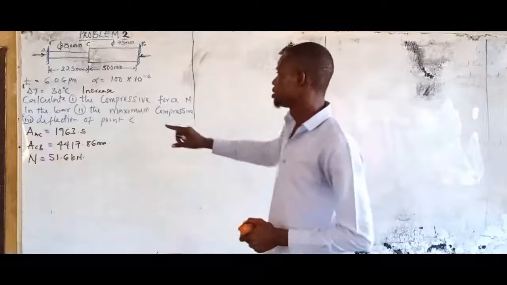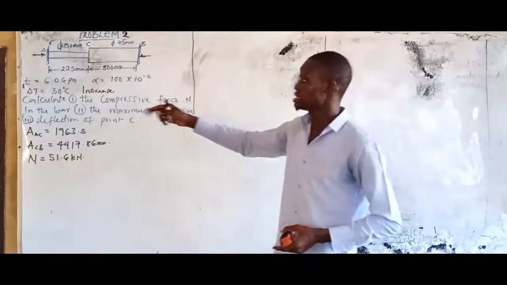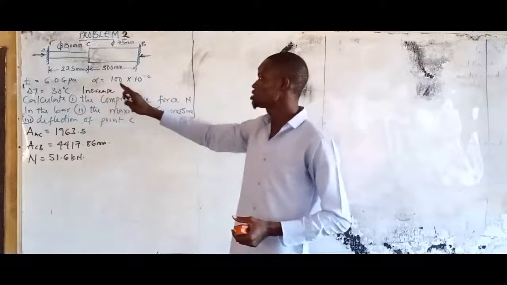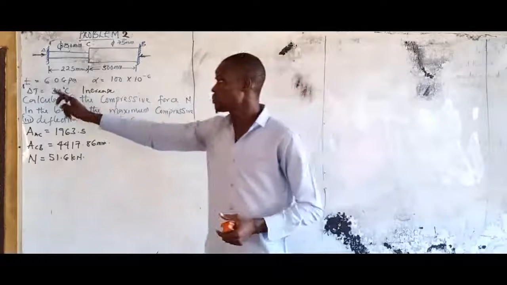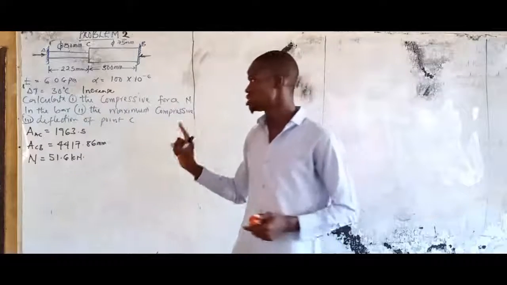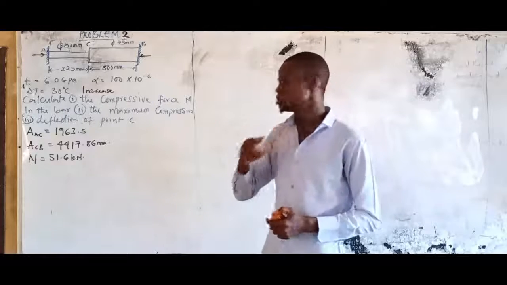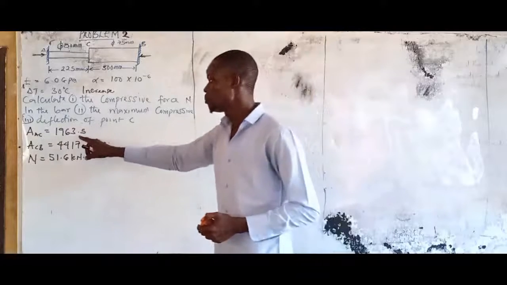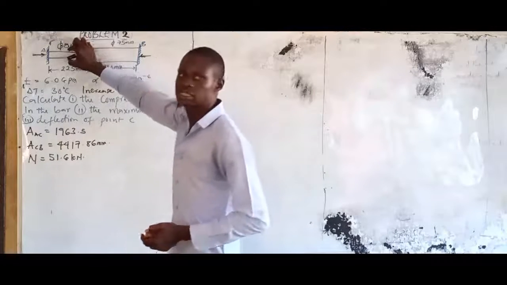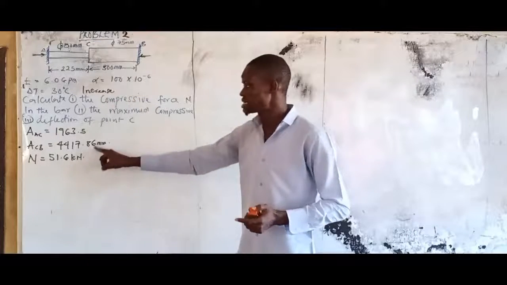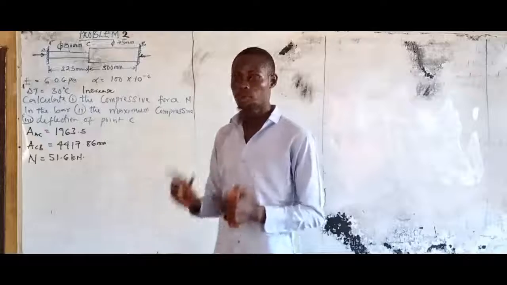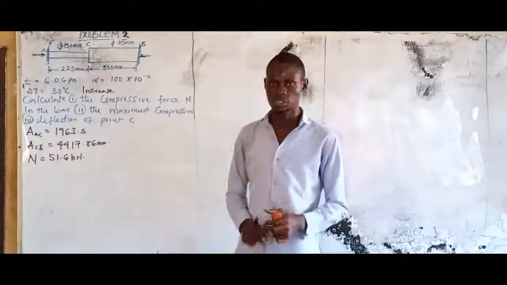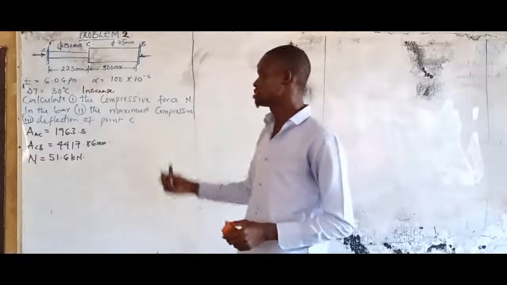Now, let's get started. From here, we are given that E is equal to 6.0 gigapascal and alpha is 100 times 10 to the power of minus 6. Our change in temperature is 30 degrees, which is increasing, don't forget. In my previous video, we calculated the area of the smallest thickness to be 1,963.5 and the area of the larger thickness to be 4,417.86 mm squared. Our force calculated is 51.6 kilonewton. Today we want to look at the maximum compressive stress.